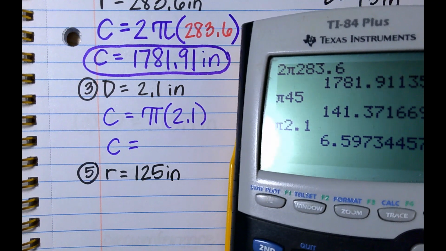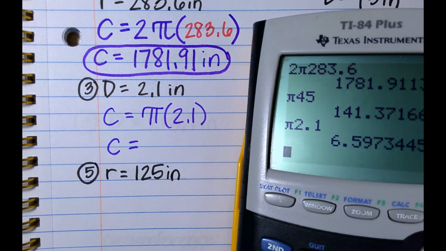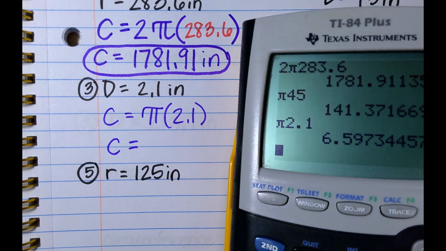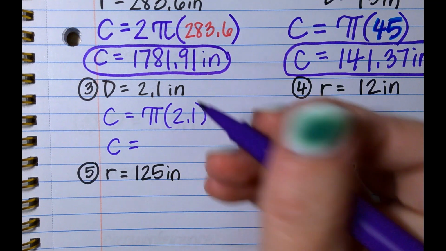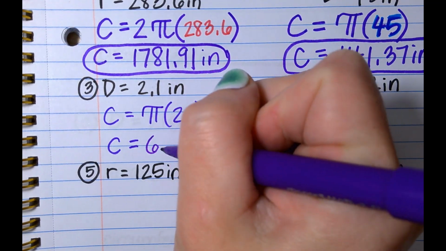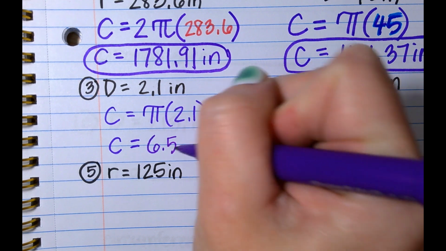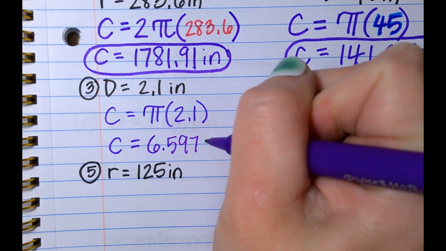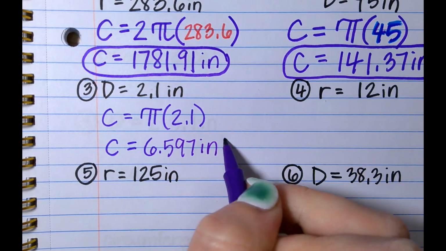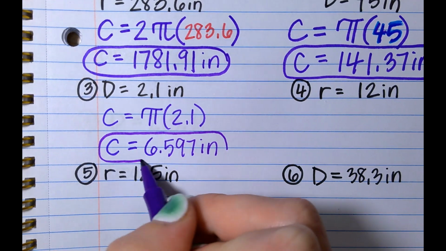So I'm going to write 6.597 or 6.60. Really up to you guys. I'm good either way. 6.597 inches for number 3.